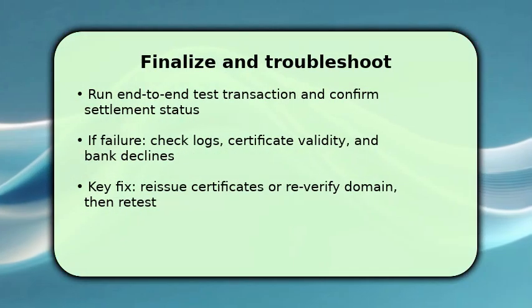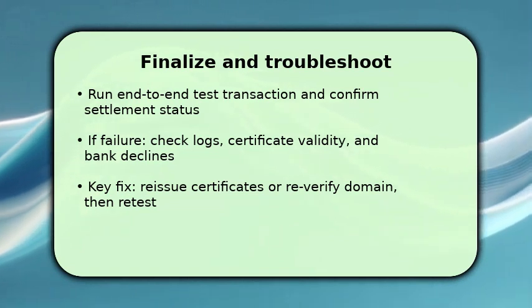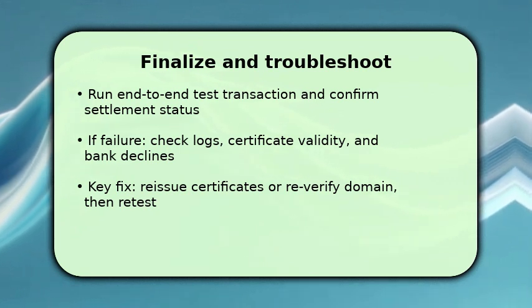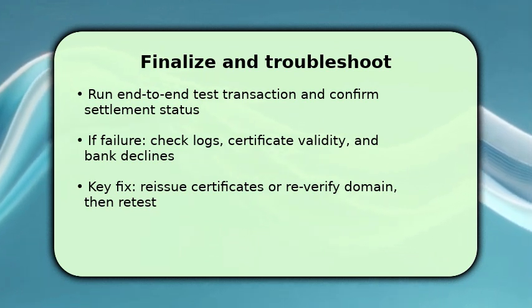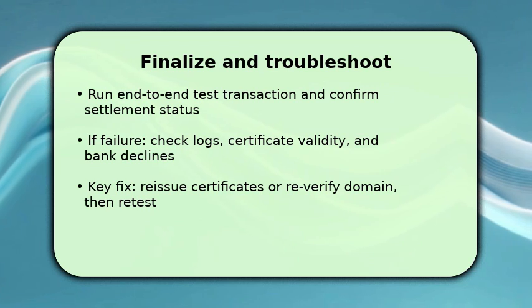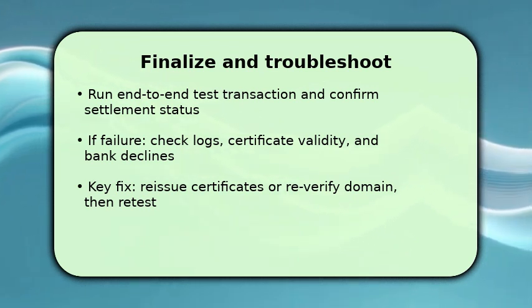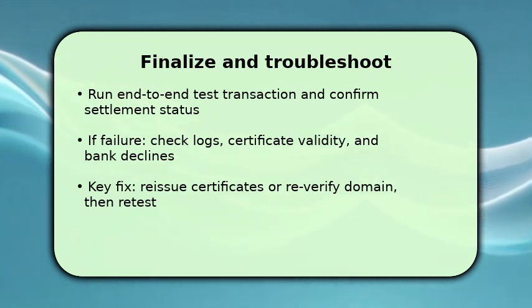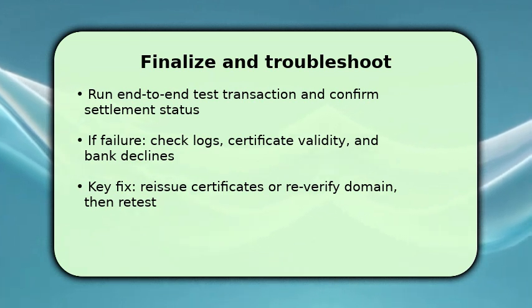If the transaction fails, inspect the failure reason: network, certificate expiry, domain verification, or issuer decline. Make sure your payment processing certificate is current and re-upload if needed. Domain verification often causes token rejection, so re-verify the domain and refresh merchant session keys. Once you apply fixes, retry the small charge. If problems persist, capture logs and contact your payment processor with the timestamp and failure code for targeted support.